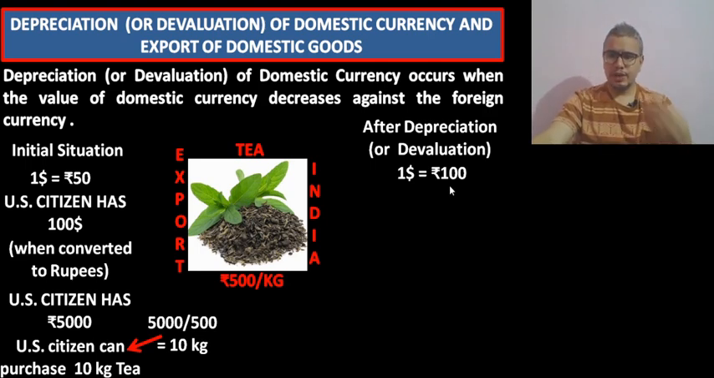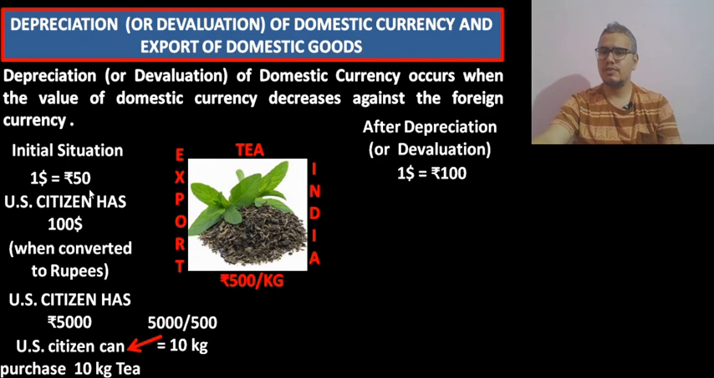When depreciation takes place, the only condition is that if the initial situation is $1 per rupees 50, then after depreciation it has to be more than 50 to be exchanged against $1. It may be rupees 51, 52, 53, 54 or 51.5, 51.2. It can take any value just greater than rupees 50. But we have taken a double value here, rupees 100, just to simplify the example.